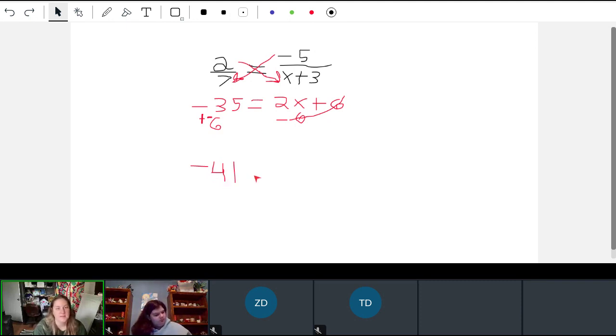Very good. And then bring your equal sign down. And then what have you not used on this side of your equation? You're going to bring that down as well. Very good, 2x.